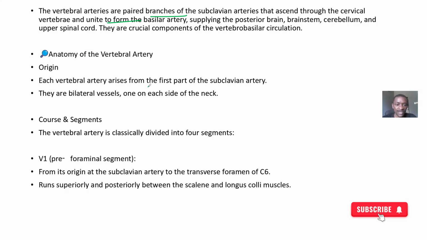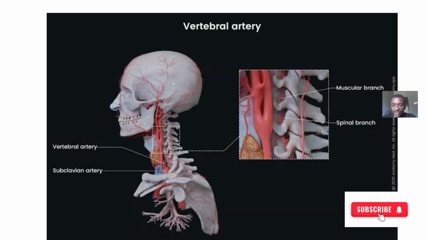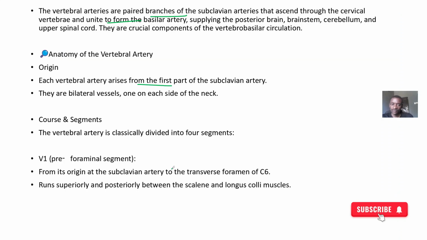So each vertebral artery usually arises from the first part of the subclavian artery. Okay, the subclavian artery is here, and it gives off the branch of the vertebral artery. So they are bilateral arteries, one on this side, one on this side, just like I was saying. So the course is classically divided into 4 segments.